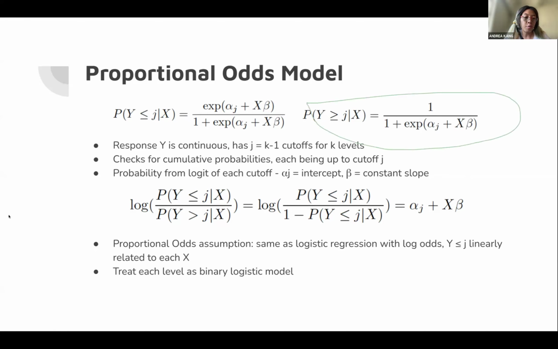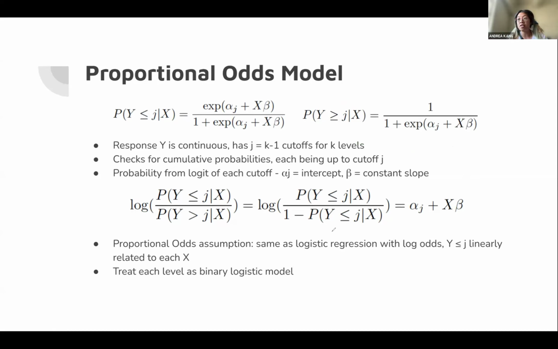So basically, response y can be continuous. This is just one case where response y can be continuous, or in this case, it could also be discrete, and then j just represents the value itself. Basically, we'll check the cumulative probabilities and the probabilities from the logit of each cutoff, where, for this case of the logit, we have alpha as the intercept, and beta is basically a constant slope of regression coefficients.